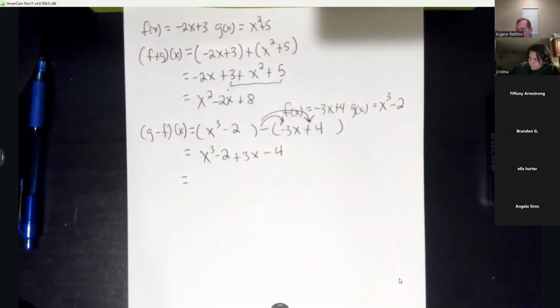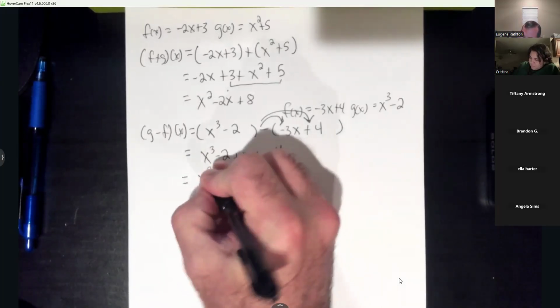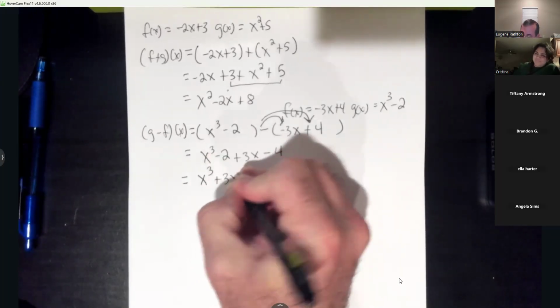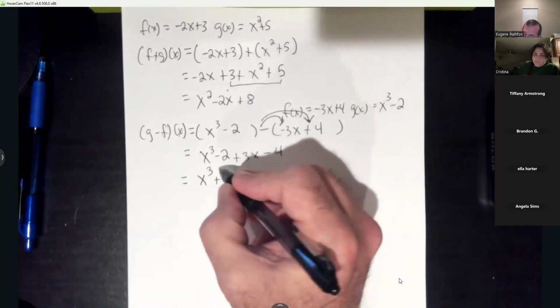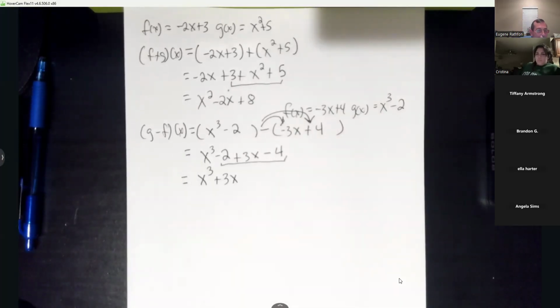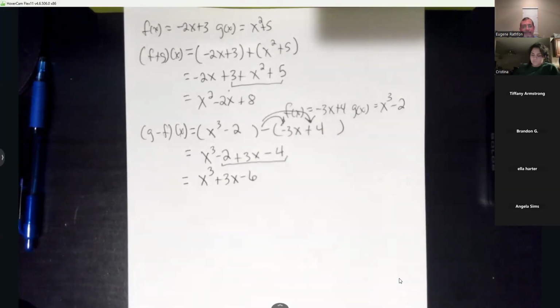Charles, you are so close. Let me show you what got you. So you got your x cubed. Next, I would put my plus 3x. But what is a negative 2 plus a negative 4? Okay, so Charles, you see what you did? So that's actually going to be what, a negative 6 on that, okay?